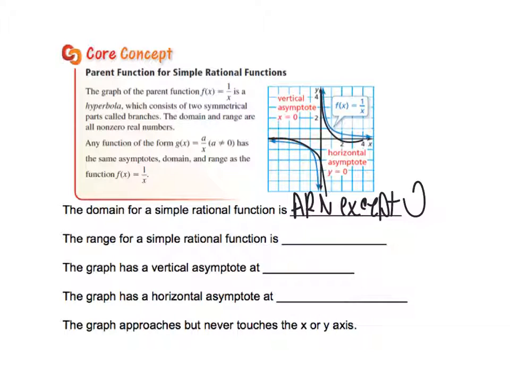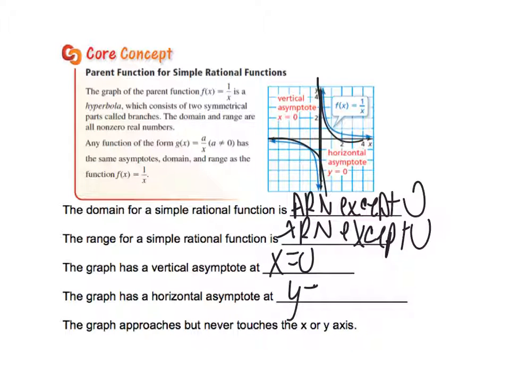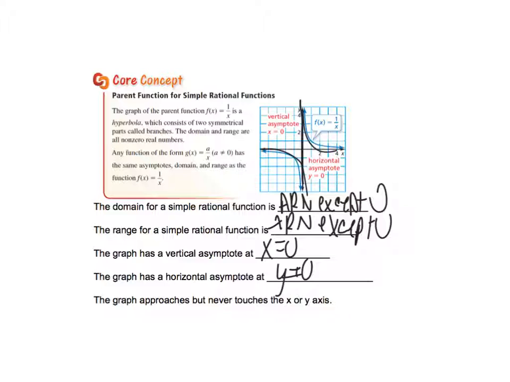The range for a simple rational function is all real numbers except for 0 also, because there is a horizontal asymptote at y equals 0. So the graph has a vertical asymptote at x equals 0, and it has a horizontal asymptote at y equals 0. Which means the graph approaches the x and y axis but never actually touches it.